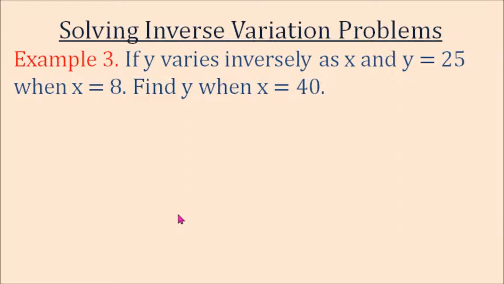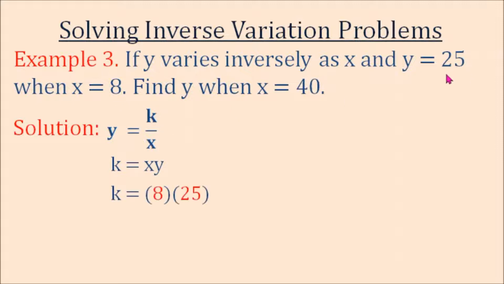The next thing that we are going to learn here is to solve inverse variation problems. Example number 3. If y varies inversely as x and y equals 25 when x is 8, find y when x equals 40. So this is our equation, y equals k over x. To find k, we will just multiply x and y. So x here is 8 and our y is 25. So that means 8 times 25, which is equal to 200.